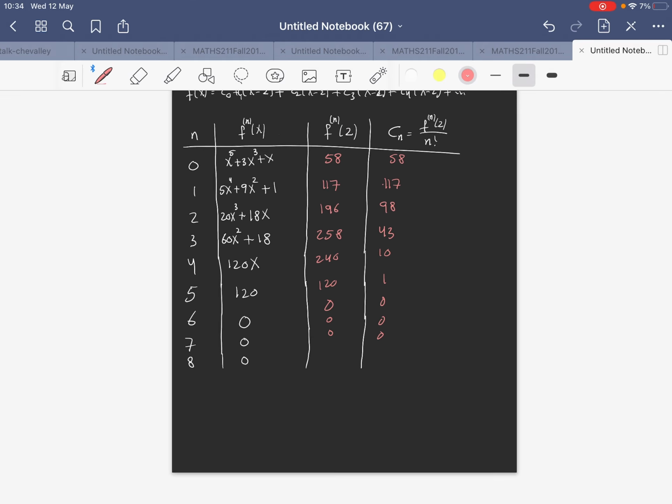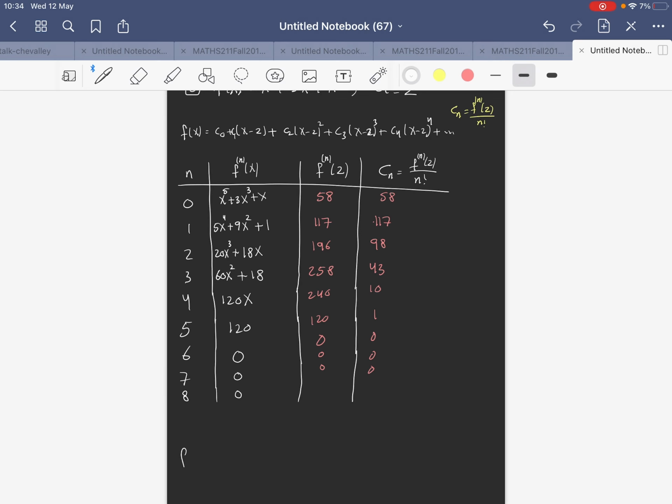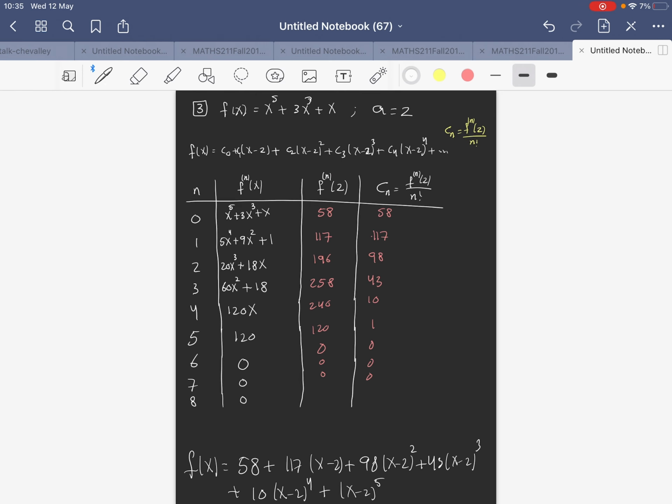So I think everything is straightforward now, and the Taylor series for this one will be 58 plus 117 (x minus 2) plus 98 (x minus 2) squared plus 43 (x minus 2) to the power 3 plus 10 (x minus 2) to the power 4 plus (x minus 2) to the power 5. And that's it. So you don't need to have an infinite series. Sometimes the Taylor series is not a series, but again, this is what we get.